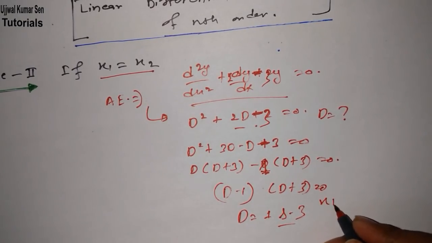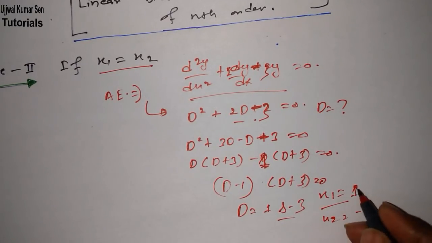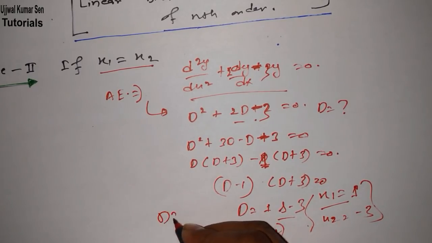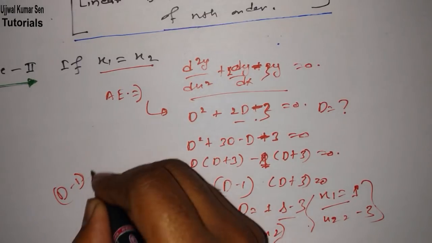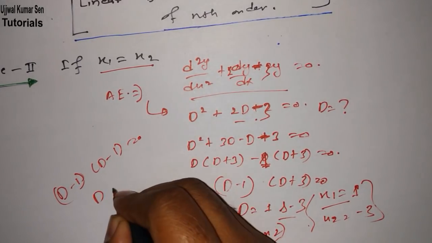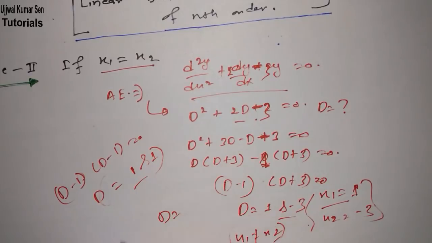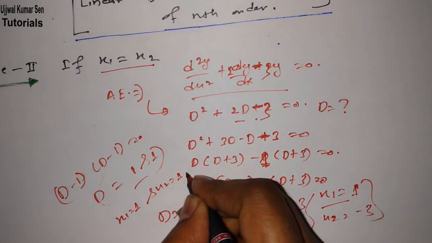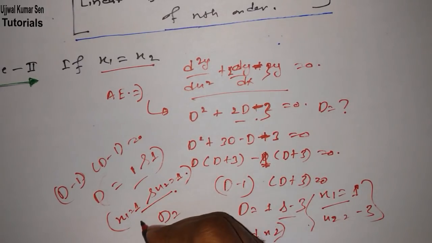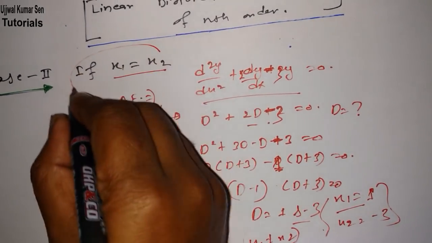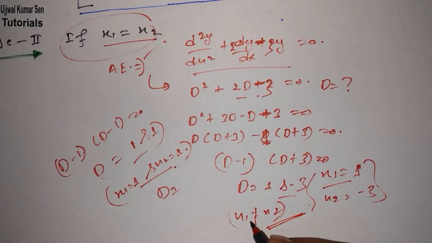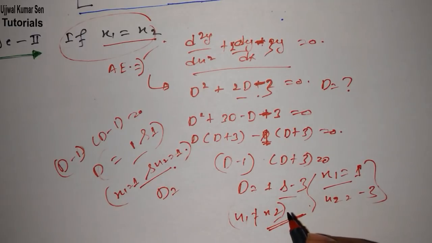So here x1 is equal to 1 and x2 is equal to minus 3. What is the concept we are following here? x1 is not equal to x2. But if we got values like d minus 1 and d minus 1 equal to 0, that means d is equal to 1 and 1. Then what is the concept we can follow here? x1 is equal to 1 and x2 is equal to 1. That means x1 is equal to x2. So we can follow this concept. And the same concept for x1 not equal to x2, I have shared with you earlier.